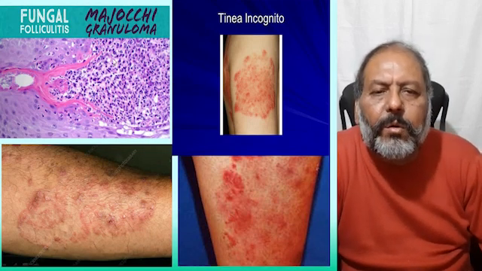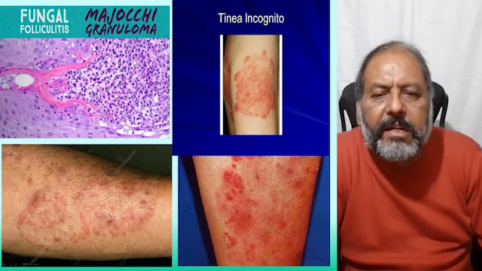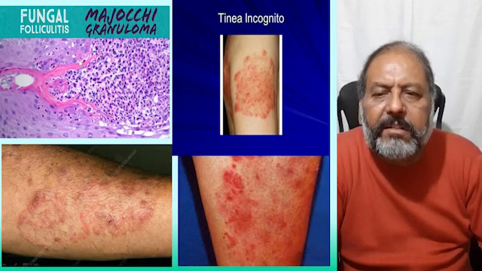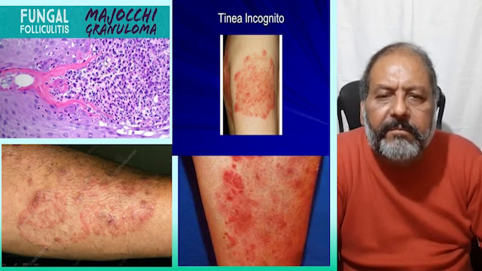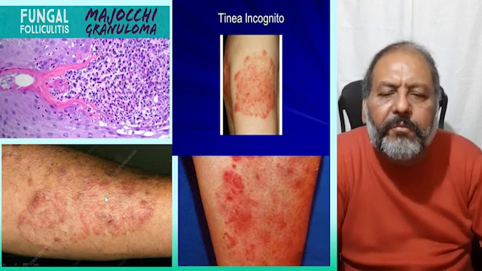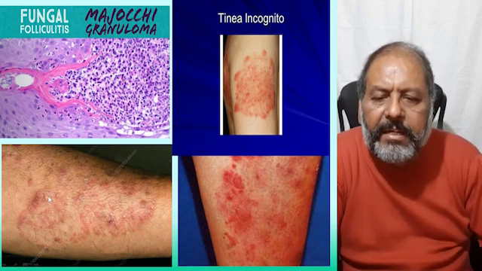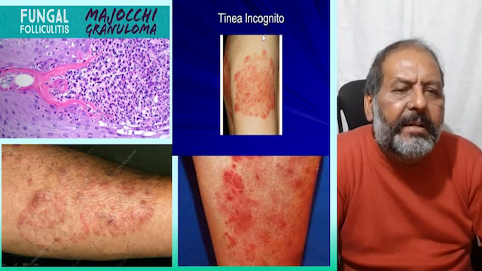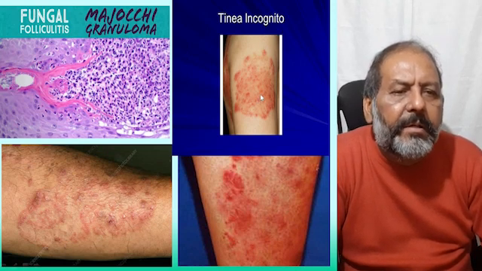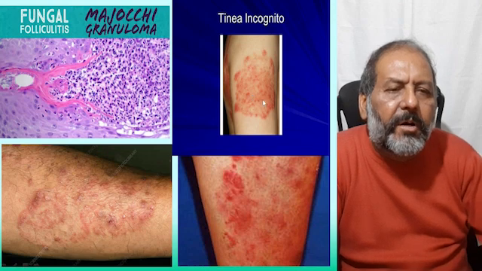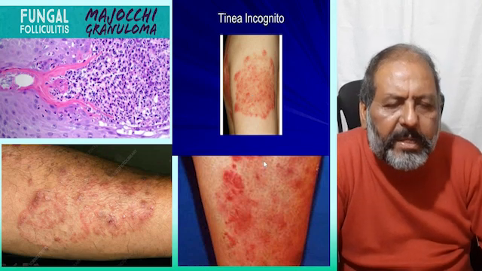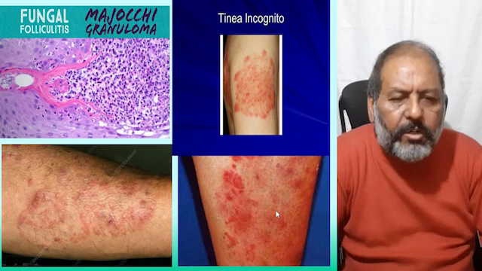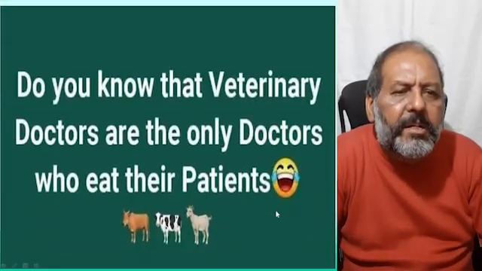So here one can see Majocchi's granuloma with a lot of neutrophils and inflammatory cells and folliculitis, that is a type of fungal folliculitis, and here one can also appreciate the nature of the lesion, and here there is Tinea incognito because of suppression, and there one can see the nature of the lesion in Tinea incognito.